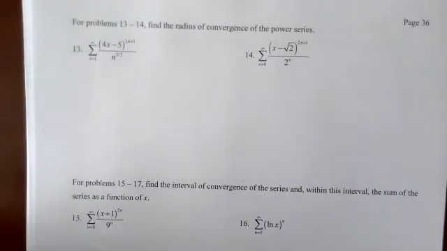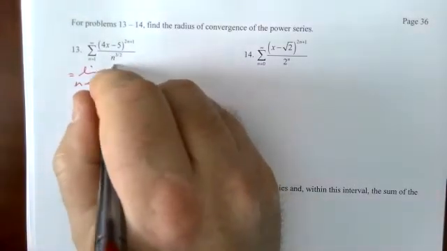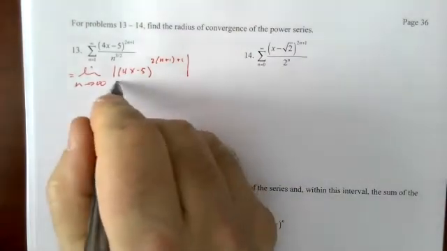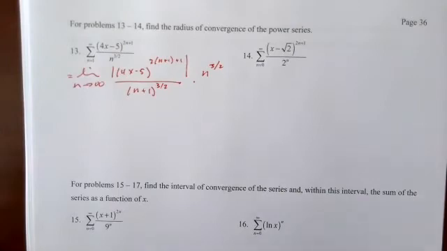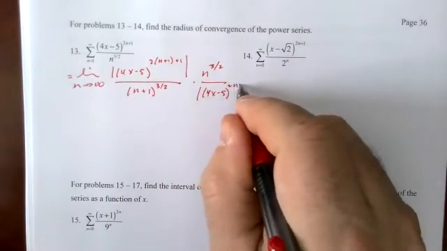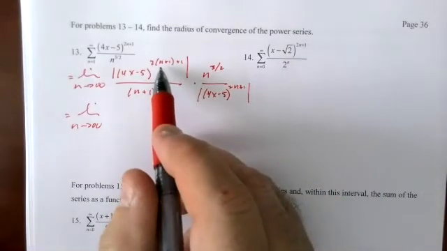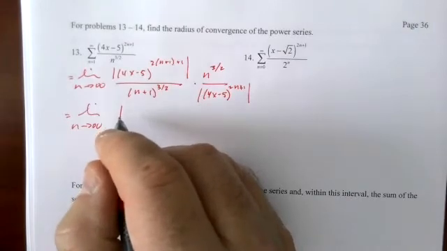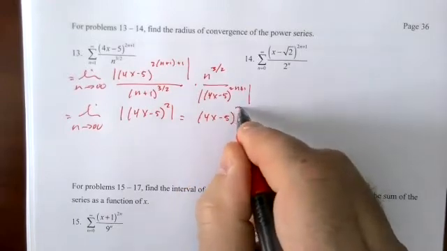Okay, find the radius of convergence. Same deal. Limit as n goes to infinity. Absolute value 4x minus 5 to the 2(n plus 1) plus 1, times (n plus 1) to the 3 halves, n to the 3 halves over absolute value 4x minus 5 to the 2n plus 1, equals the limit as n goes to infinity. N to the 3 halves, n to the 3 halves, see ya. 2n plus 3 eventually, minus 2n plus 1. So absolute value of 4x minus 5 squared, which is just 4x minus 5 because it's squared, so it's always positive.